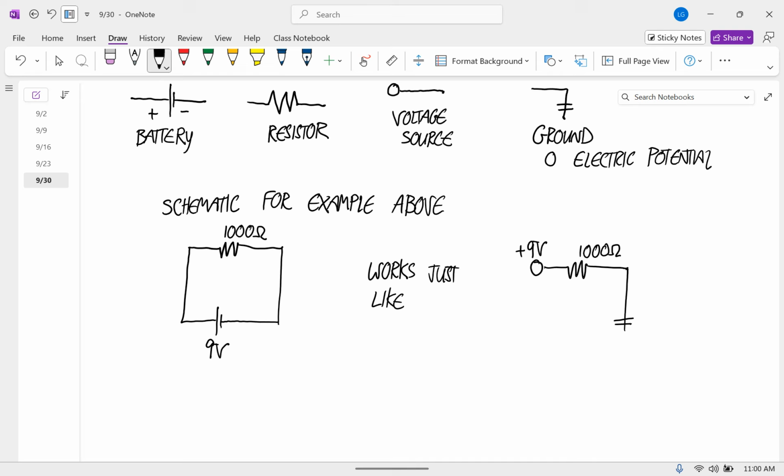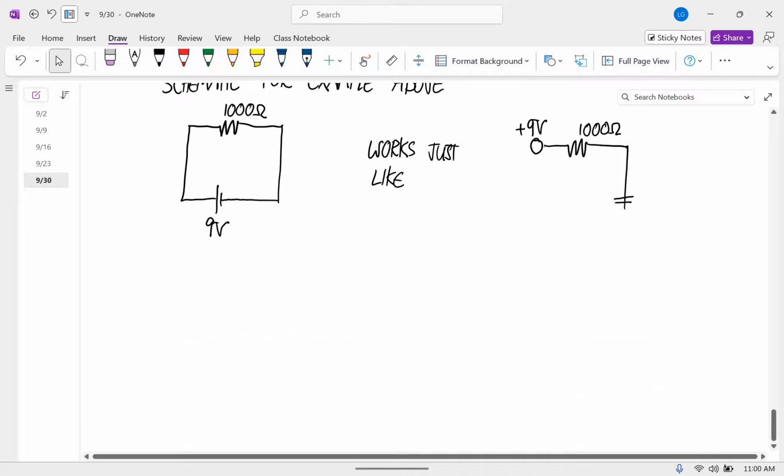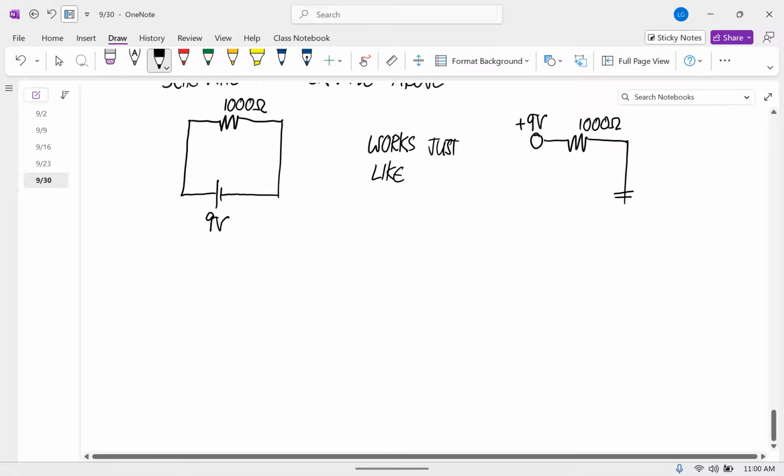So I want to bring up one more set of things. What happens when you use resistors together? There's two different ways you can wire resistors together. So I want to talk about resistors in series and parallel.